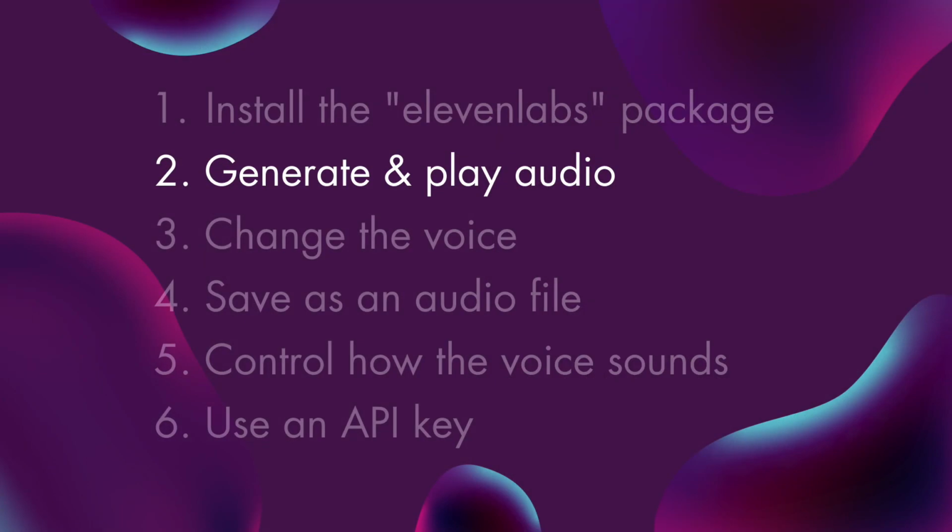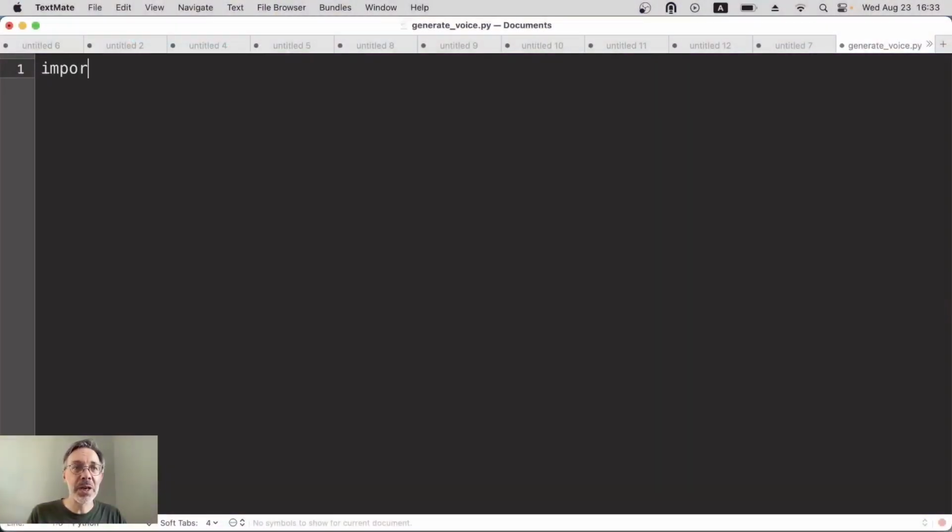Over in a new Python file here, the first thing we do is import the package we just installed. So import ElevenLabs. We're going to start off without an API key just to show that it can be done. We can use it for free, but after several attempts, it will eventually stop us and say, hey, you've had your trial now, please make an account. But I think we'll still be okay.